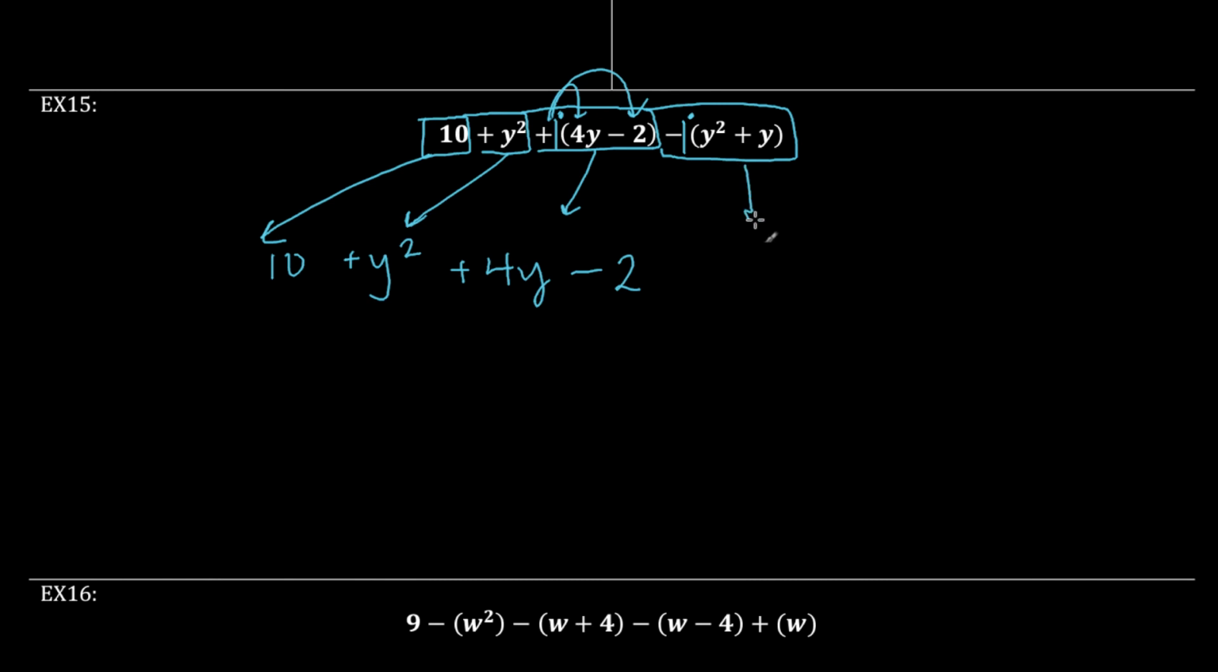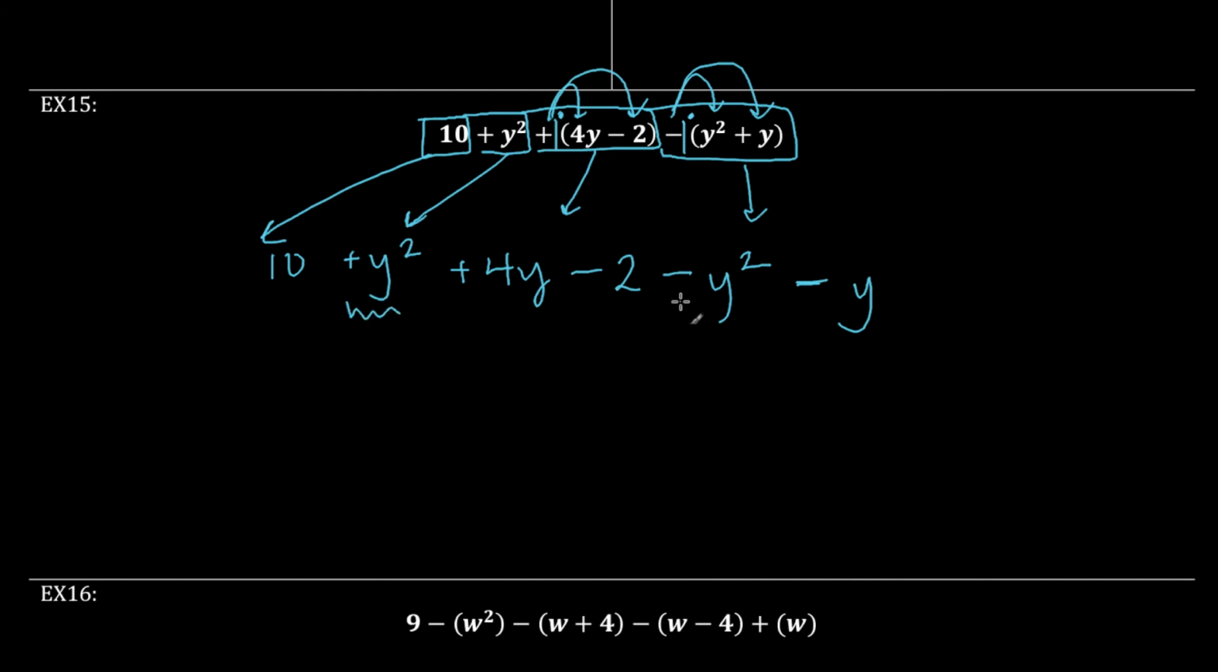All right, let's do this one here. So a negative times a positive is a negative. 1 times y squared is y squared. A negative times a positive is a negative. 1 times y is y. So I'll put these in for the notes. Now I'm going to combine like terms.